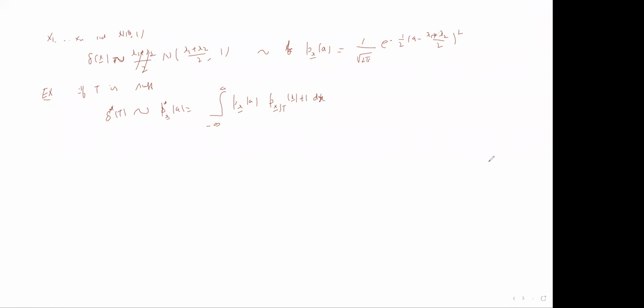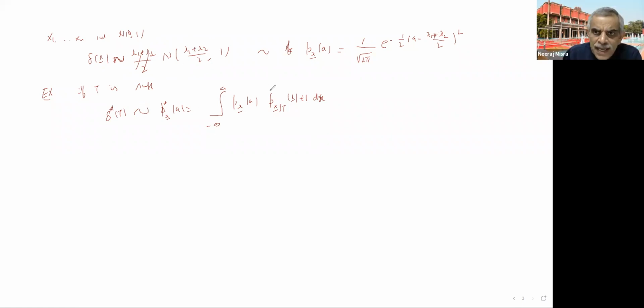Yes, sir. Okay. So now I know my P_x, I know P_{x,a}. I need to find out the expectation of that with respect to the conditional distribution of X given T. So what I do is my delta star of T in this case would be the integral from minus infinity to infinity of P_{x,a}, which is this quantity, 1 by root 2 pi e to power minus half (a minus (x1 plus x2) by 2) whole square, and then P of X given T, dx.